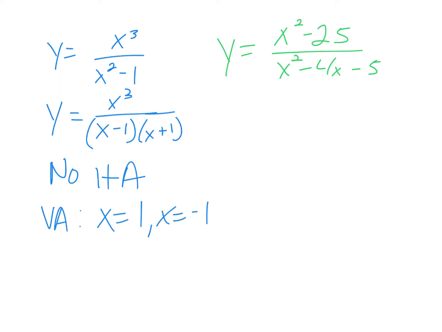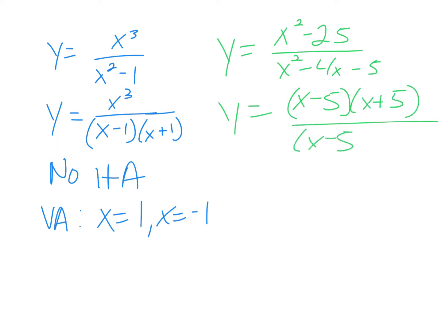For the other one, we factor: x minus 5 times x plus 5 over x minus 5 times x plus 1.